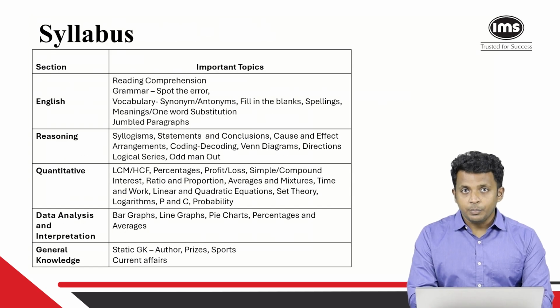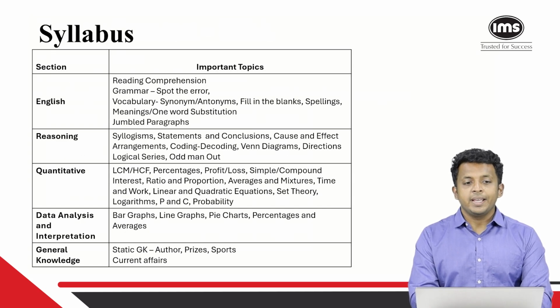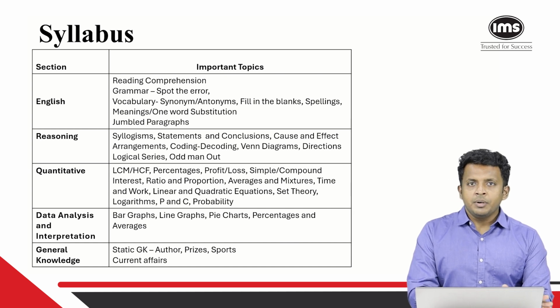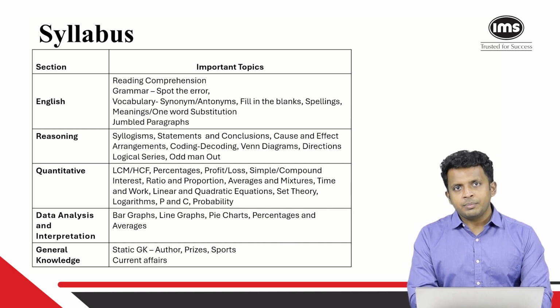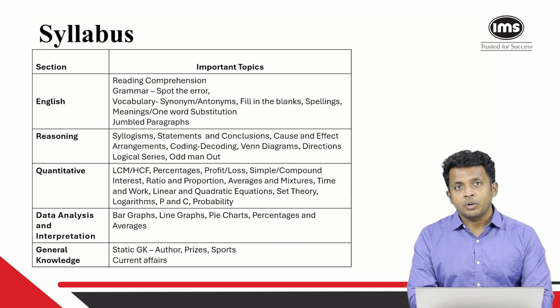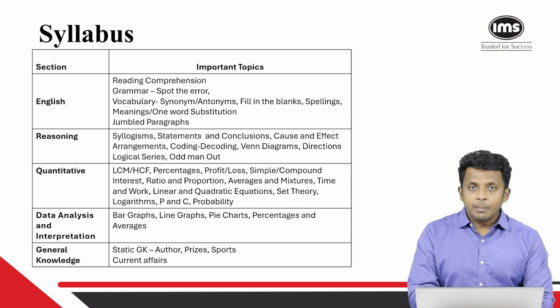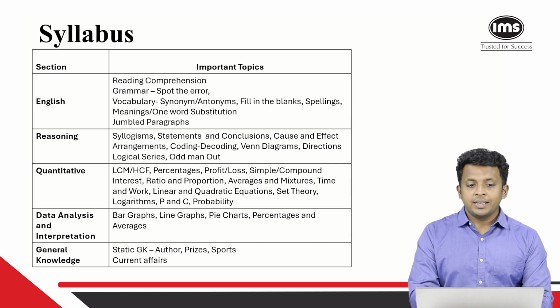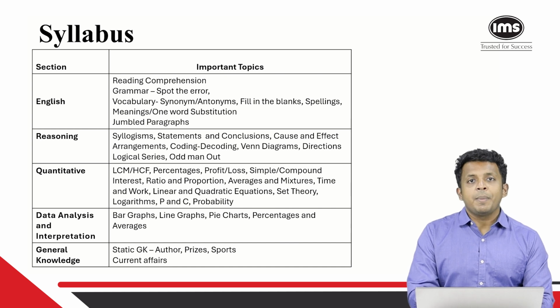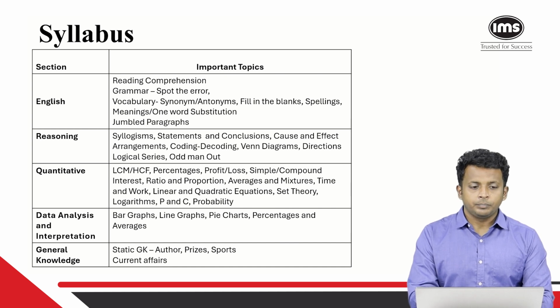Now let's look at the syllabus for the test, starting with the English section. The English section has reading comprehension, grammar, and vocabulary question types as any other entrance test for BBA programs. The grammar questions have spot the error question types where you have to spot a grammatical error in an underlined or a highlighted part of a statement. In vocabulary, you have synonyms, antonyms, fill in the blanks, spellings, meanings, and one-word substitution questions. And you also have jumbled paragraph questions in the English section.